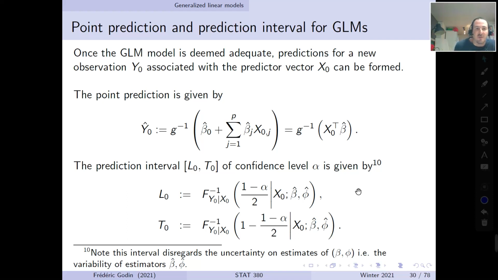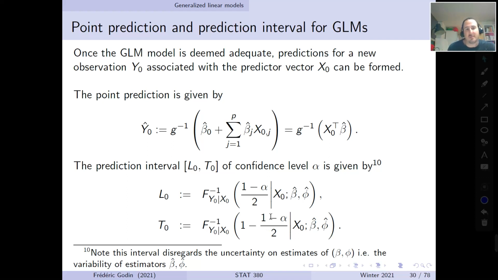Okay, so for example, if alpha is 5%, then the lower end of the prediction interval would be the quantile of level 2.5% based on your estimated CDF of that observation, whereas the top end of the prediction interval would be the quantile of level 97.5% based on that estimated CDF of the observation.